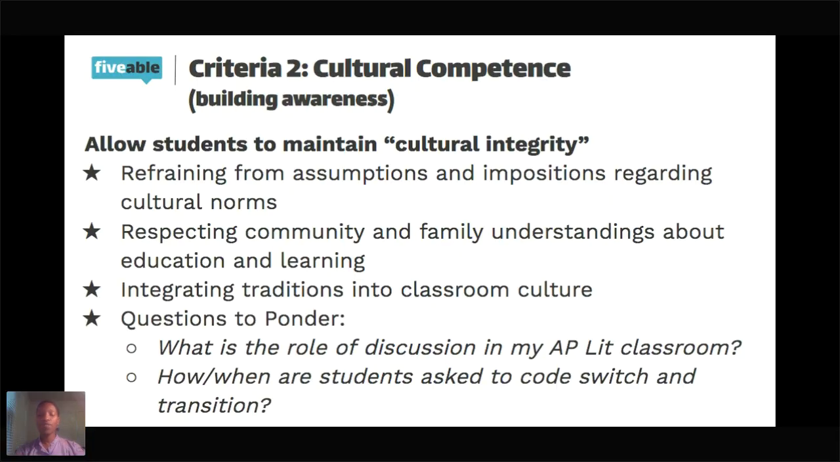whether education is valued is a very different question than whether or not education is privileged. And that's also a different conversation than whether or not education is prioritized. And so all of these things are important to know: what your students are going home to, and then what they're bringing in with them.